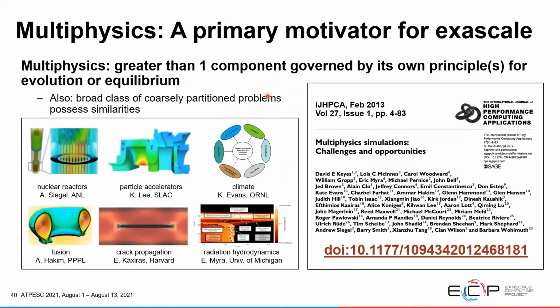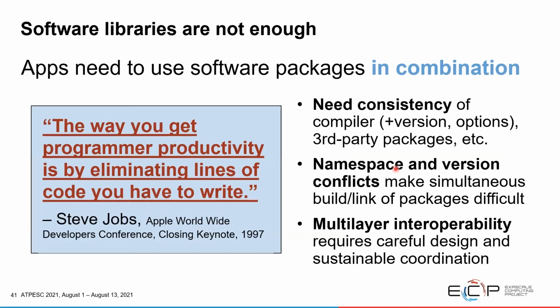As a matter of fact, multiphysics has been a primary motivator for exascale, because it requires so many different mathematical algorithms and discretization methods to be able to run such a big multiphysics simulation that it requires the collaboration of many people. Here's an interesting article you might want to read about multiphysics simulations, if you want to learn more about its challenges and opportunities.